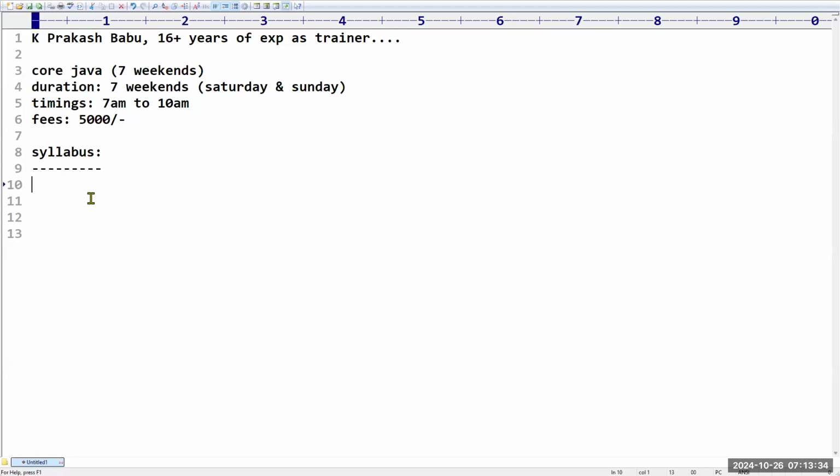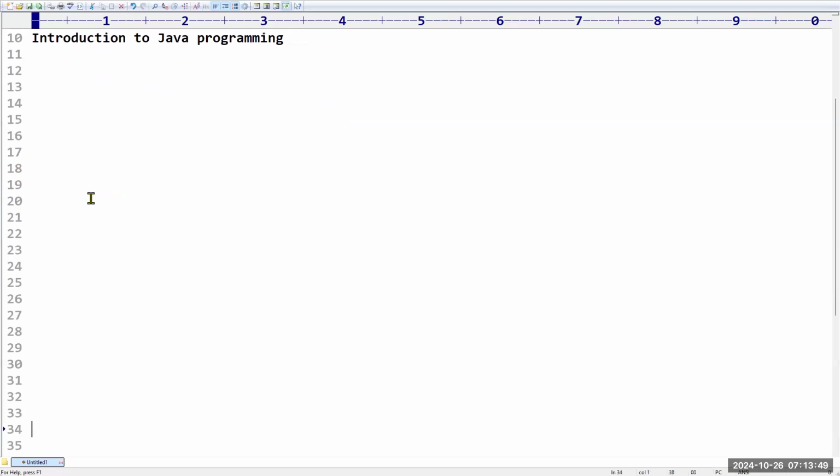Now coming to the syllabus, first we are going to see the introduction part, like introduction to Java programming: who introduced Java, what is the need of Java. The complete history about Java we are going to see. Next, the software required to run a Java application. If I want to prepare any Java application, what software do we need? That we are going to see.